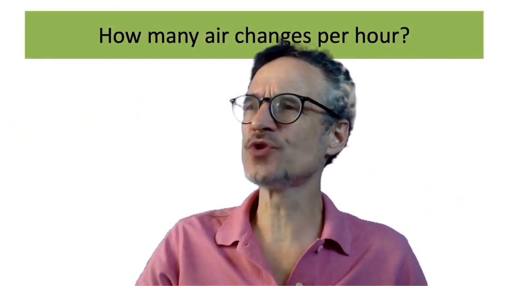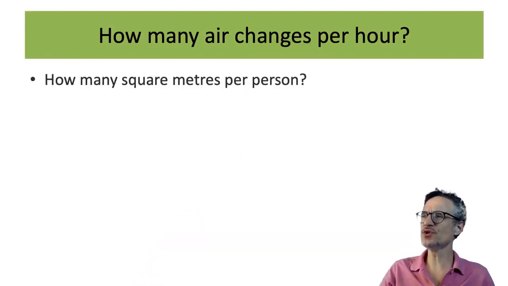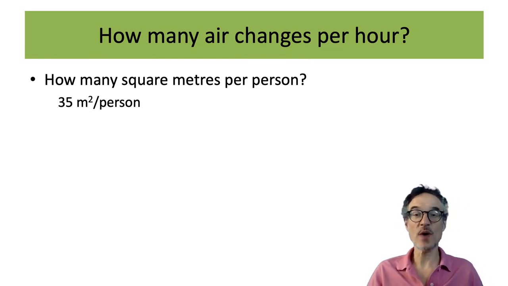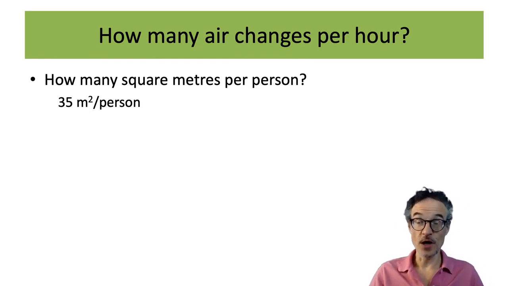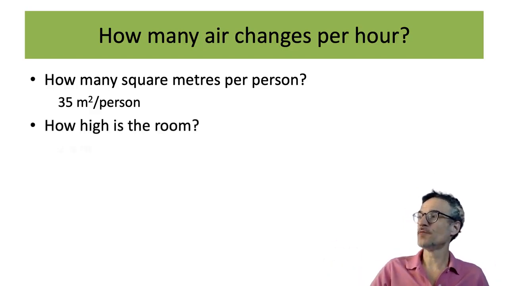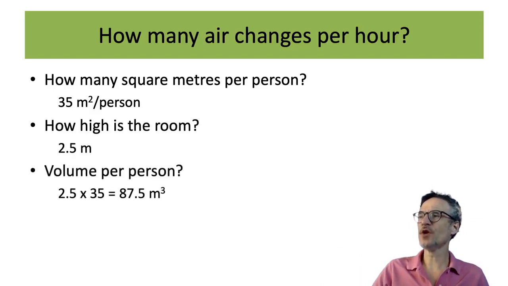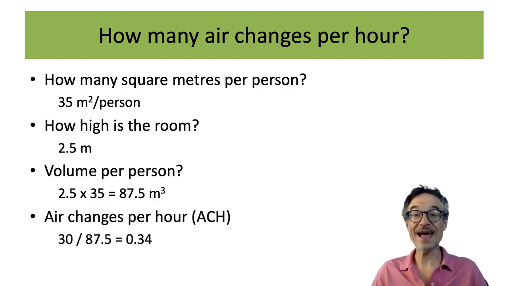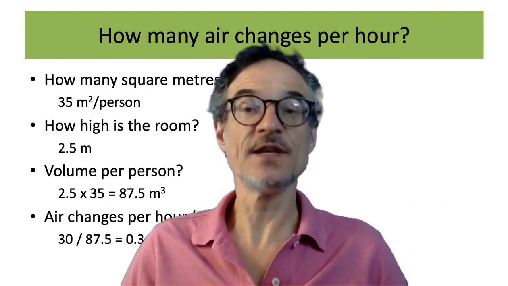And for a house, we usually think of a house with 35 square meters per person is an average amount. Some houses are smaller, some houses are bigger. The roofs may be 2.5 meters high. So the volume per person is about 87.5 cubic meters per person. So we can work this out. It comes to 0.34 air changes per hour. So this is our target.